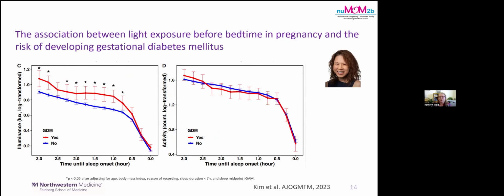And so this is just a zoomed-in version of that 3-hour window in 15-minute bins. And you can see where the light levels are different between these two groups. And there is no difference in activity level. So it's not like they're more active and out doing things necessarily compared to the light levels.